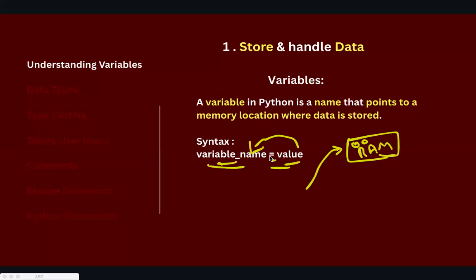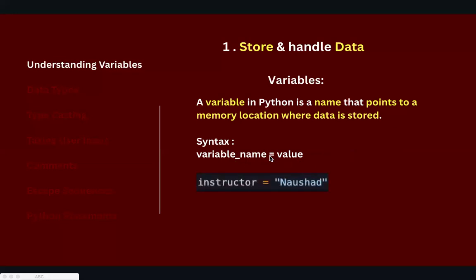So this is an example of how we create a variable. Instructor, assignment operator, and Naushad. Most of you who are new to programming might be thinking this is an equal to sign. This is not an equal to sign in Python. It is called an assignment operator. Its purpose is different. As we progress in further classes, you will understand the difference between the assignment operator and the actual is equal to operator. For now, the purpose of this operator is to assign the data to the variable.